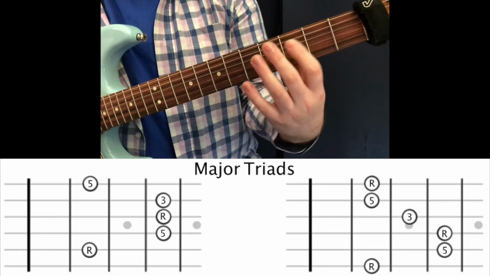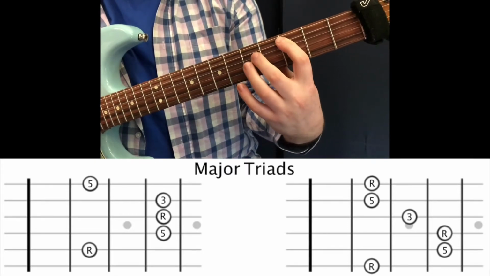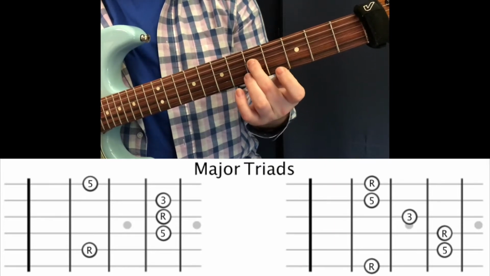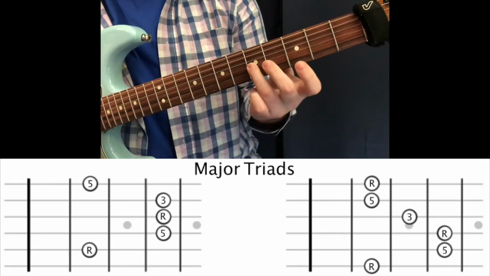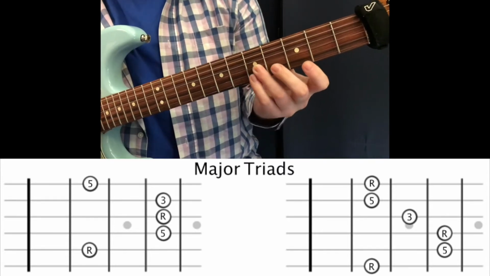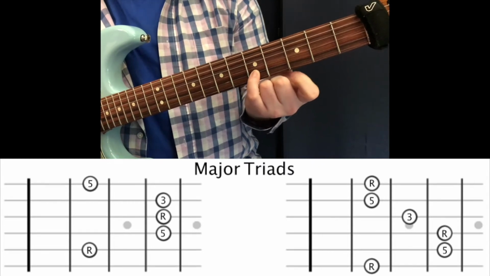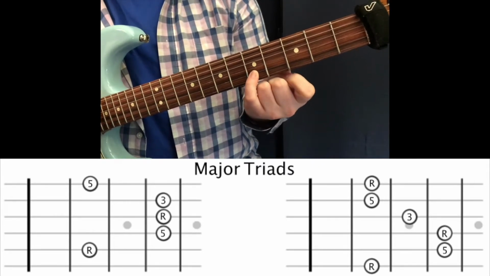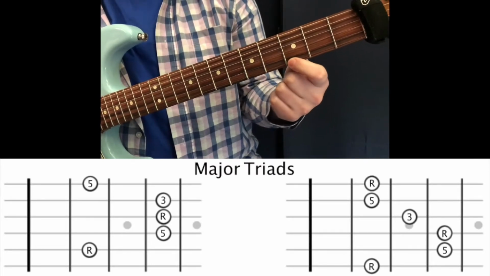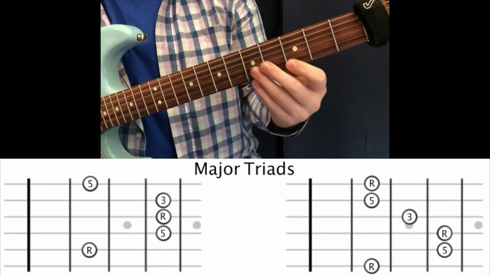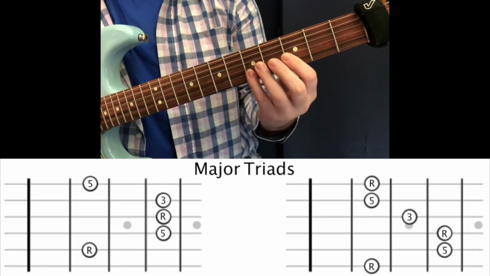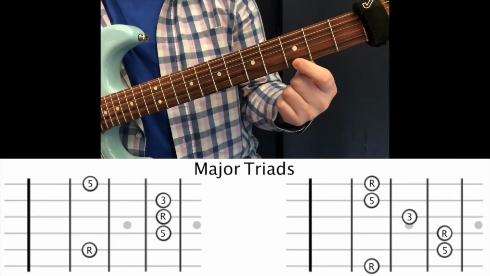So again, starting on a root, C, then the 5th is G, and that's the 5th fret on the 4th string. Then we have another C on the 5th fret on the 3rd string. Then our major third, which is E, that's going to be the 5th fret on the 2nd string. And then lastly we have another G, which is the 3rd fret on the 1st string. So root, 5th, root, major third, 5th.